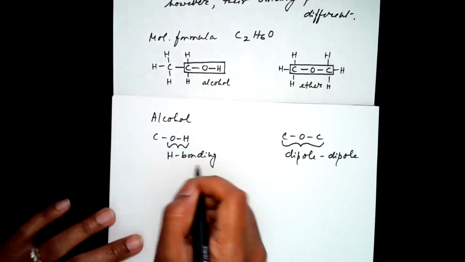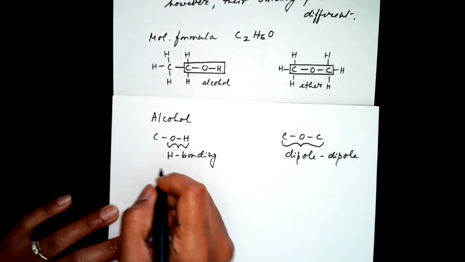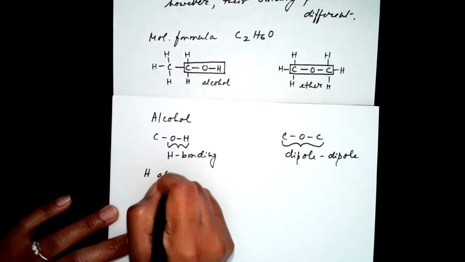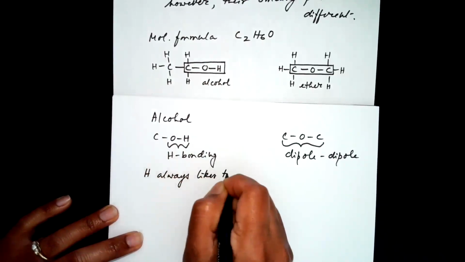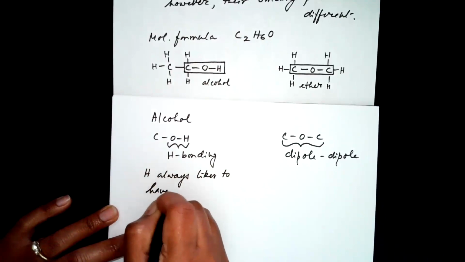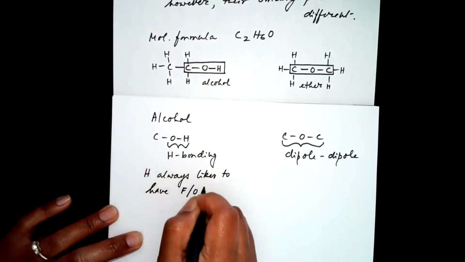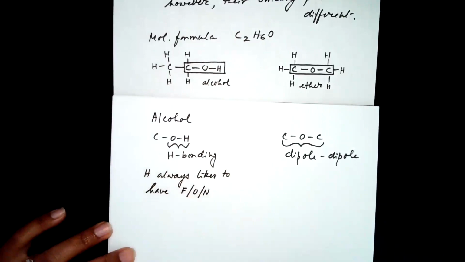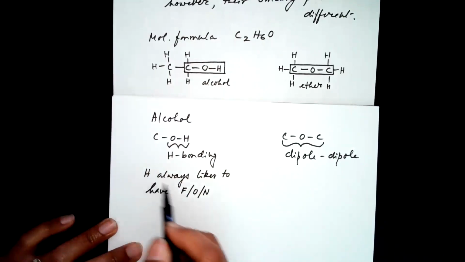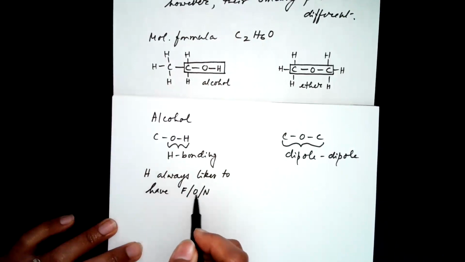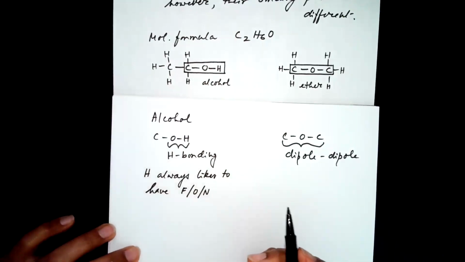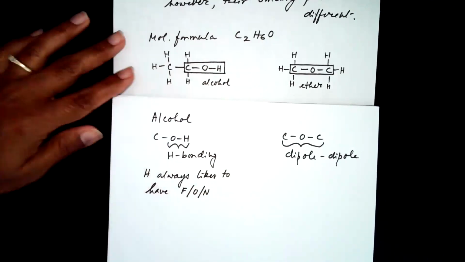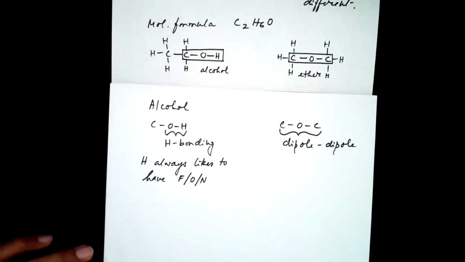The best way to spot a hydrogen bonding interaction is to remember that hydrogen always likes to have fun. Instead of FUN, spell it as FON. So a hydrogen that's present with a fluorine or an oxygen or a nitrogen would show hydrogen bonding type of interaction. This was how I was taught it, and it's a really good way to remember.